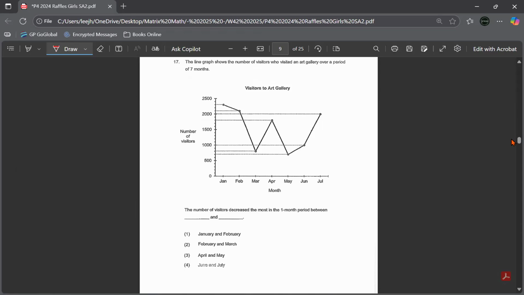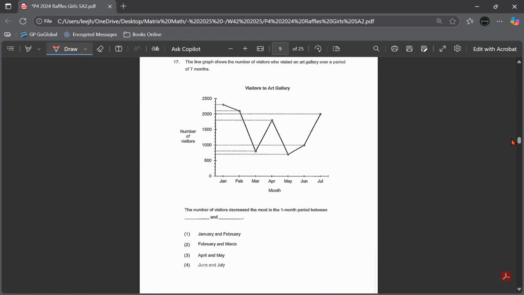The question asks for the 1 month period in which the number of visitors decreased the most, between which month and which month. So we have to plot down the values of the graph before we can find our answer. Before that, look at it. This is 0 to 500. So there are 1, 2, 3, 4, 5 markings. Each one represents a value of 100. You need to check the value first.